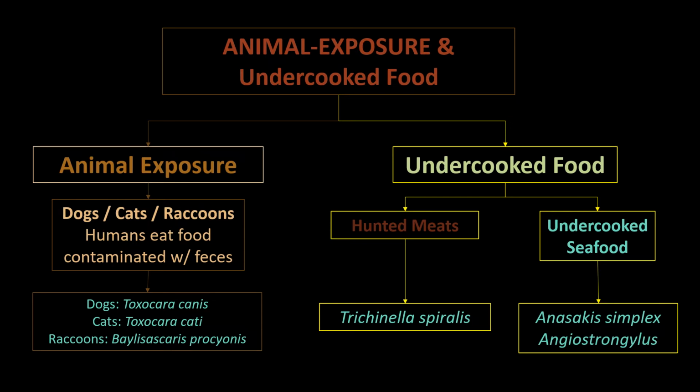For animal exposure, we have worms associated with each of dogs, cats, and raccoons, namely Toxocara canis or cati for dogs and cats, and Baylisascaris procyonis for raccoons, all of which can rarely happen in North America. And for undercooked food, we have hunted meats with Trichinella spiralis and undercooked seafood disease caused by either Anisakis simplex or Angiostrongylus.